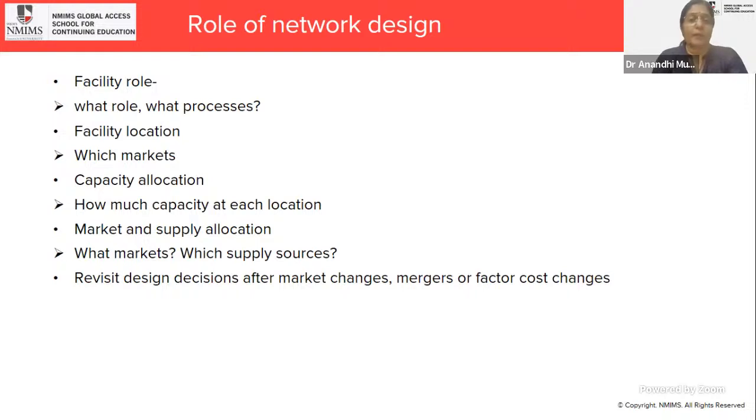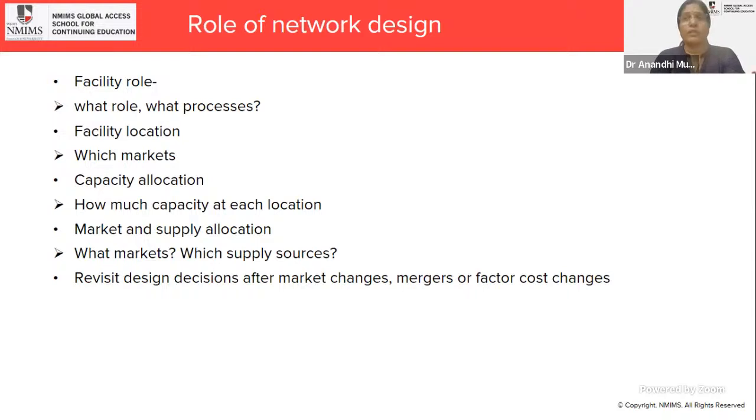Malls. So where would I prefer to open a mall? Maybe in a metro city or in a tier two city at least, but definitely not in a village. So identifying the markets to which I'm catering also plays a vital role, and I should revisit design decisions after market changes, mergers, or factor cost changes. It's not that I have to completely shut my doors for entry into another market. Maybe in due course there may be scope developed in that market as well.